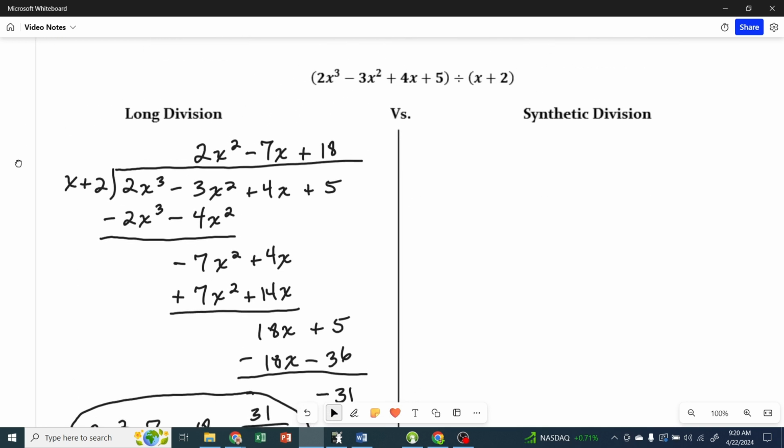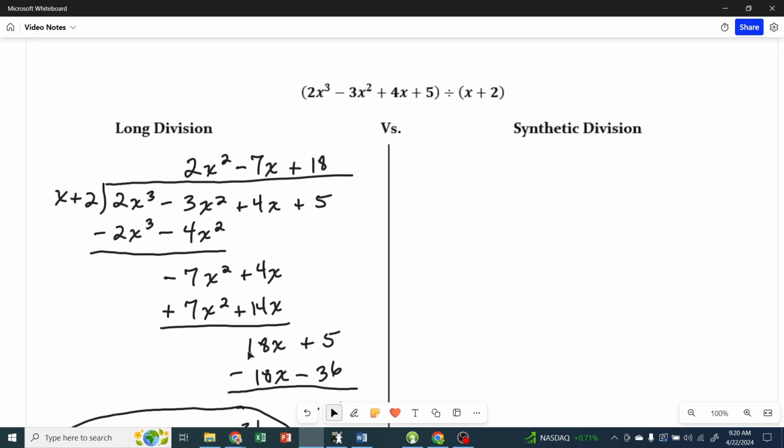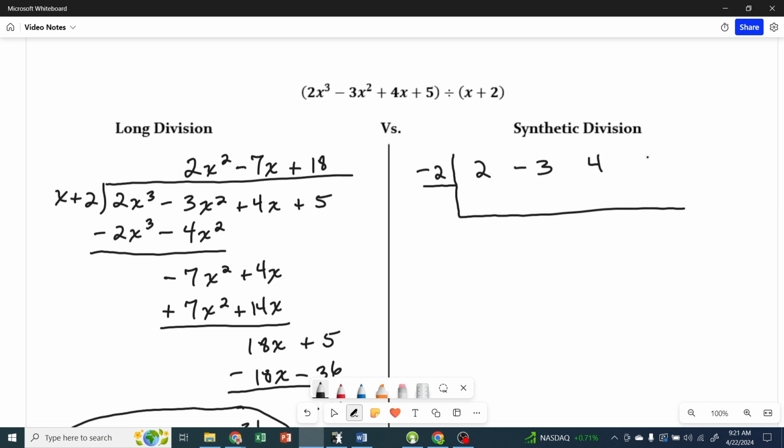Now, synthetic division, we should end up with the same exact answer. What turns x plus 2 into 0 is negative 2, right? Now we write our coefficients down: 2, negative 3, 4, and then 5. So this 2 comes all the way down. Negative 2 times 2, negative 4.